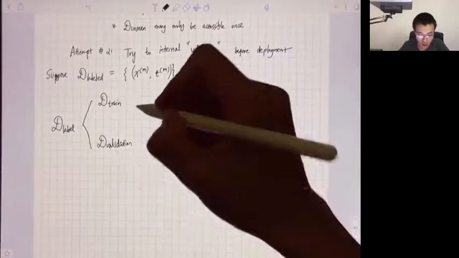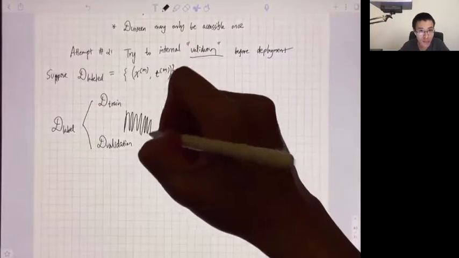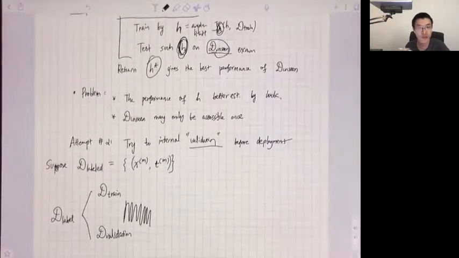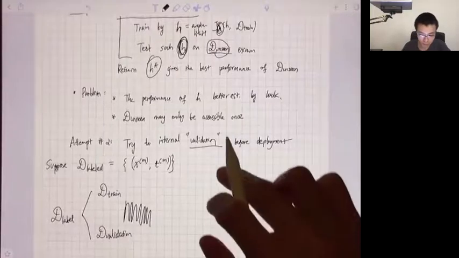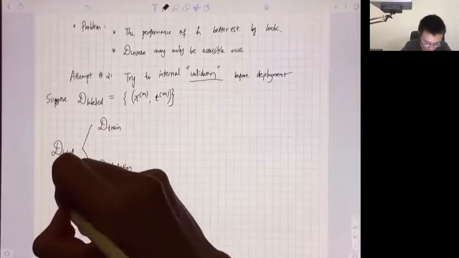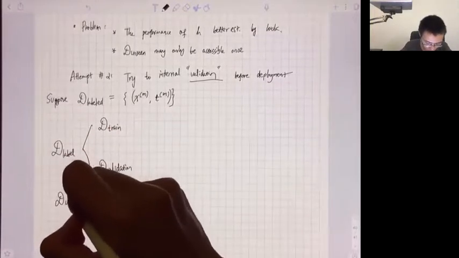And then you can do internal validation many times, as many times as you like, until you get the best h, then you deploy it, okay? So you still have the D-unseen.